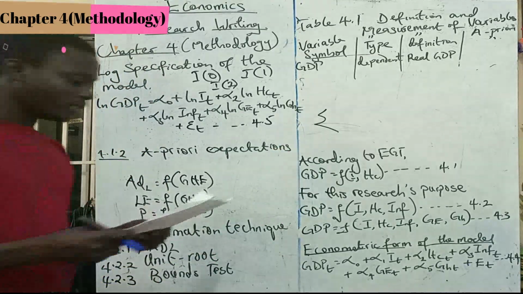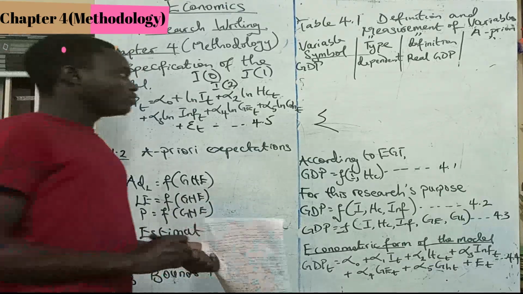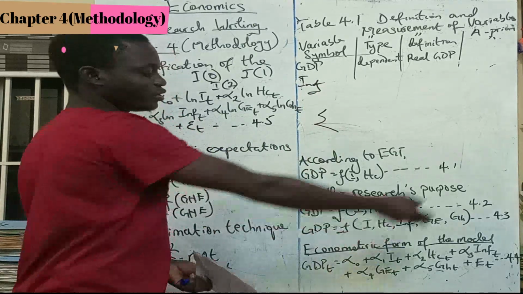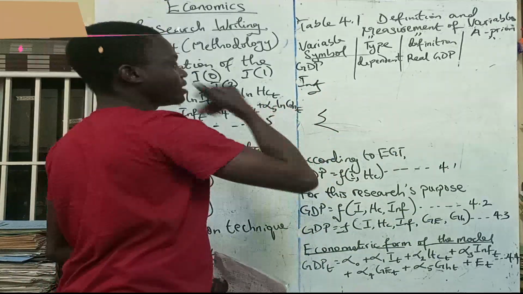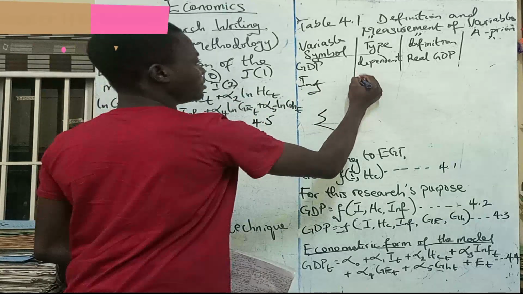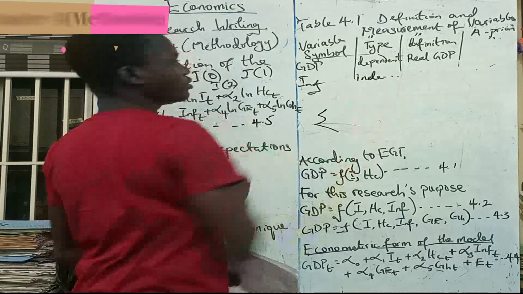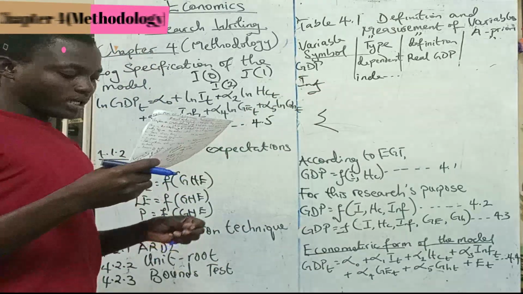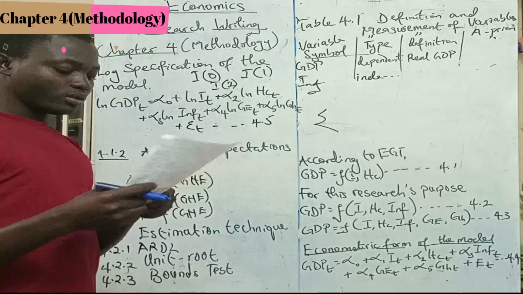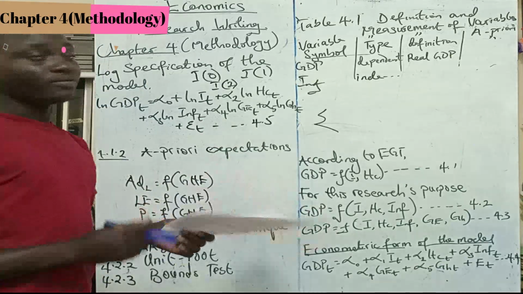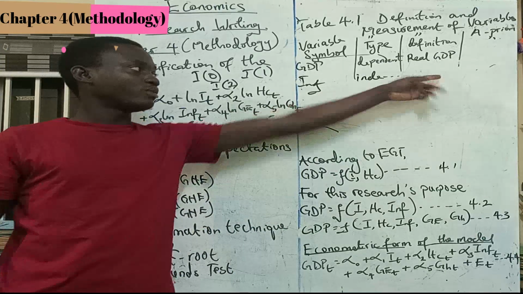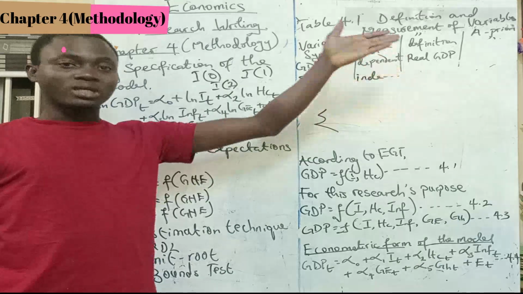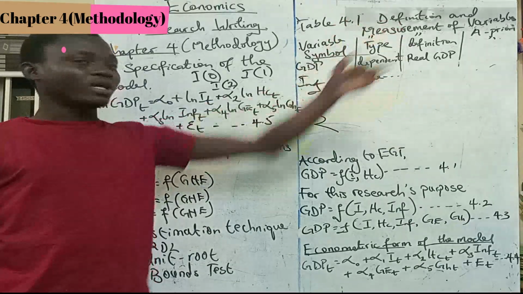Now the next one is inflation. Inflation is an independent variable. So what is the definition? Nigeria's inflation rate measured through changes in the GDP deflator. That's the definition. So this is capturing Nigeria's inflation rate that is measured through changes in the GDP deflator. That's all about that.